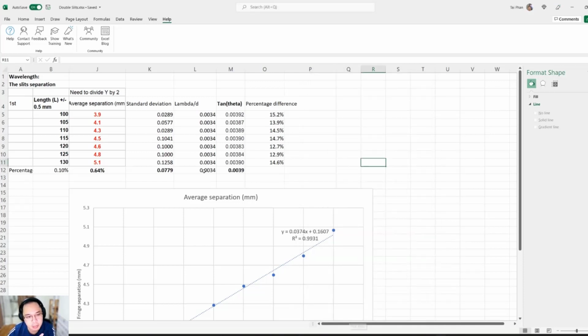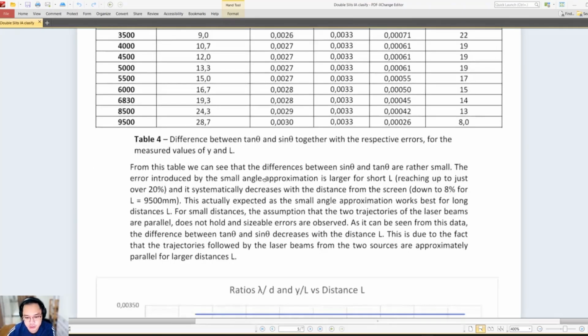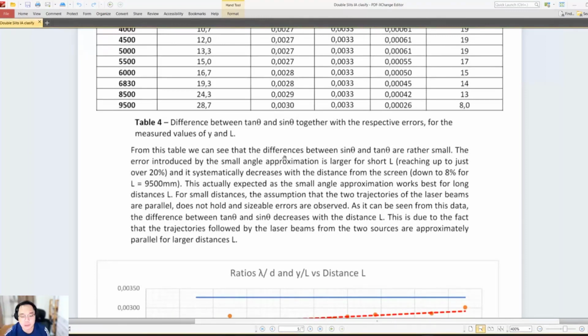So it means that the error here is not because of the difference between sine and tan, but random error, other factors that we didn't know exactly the reason why, but quite a big difference. Let's say this has some assumption about the difference. This is due to the fact that the trajectories followed by the laser beams from the two sources are approximately parallel for larger distances L. The beams from the two sources are approximately parallel for large distance L.